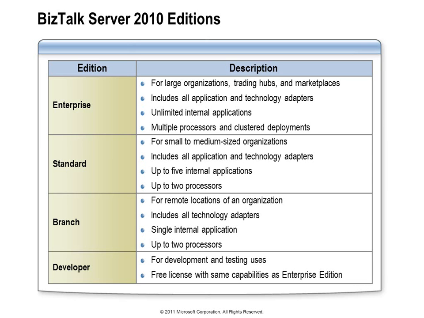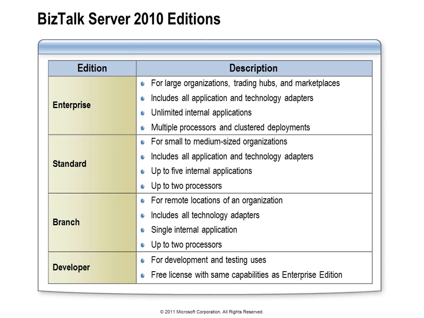Next is the Branch Edition. So this is what you would need if you had a remote location or a branch office that needed to communicate information back to your main BizTalk group. It includes all the network protocol adapters, the HTTP and FTP adapter, for example. And it will make use of up to 2 processors. But you'll need to group all of your components into a single BizTalk application. And that might make certain system administration tasks a little bit tedious.